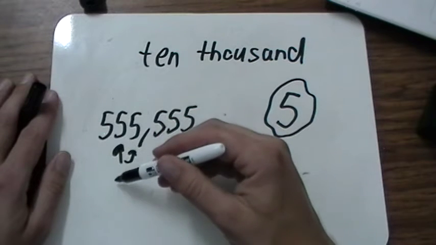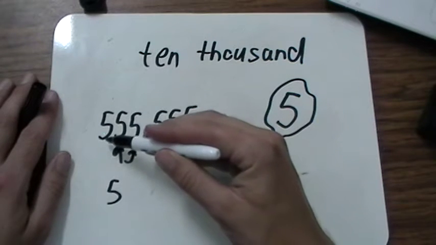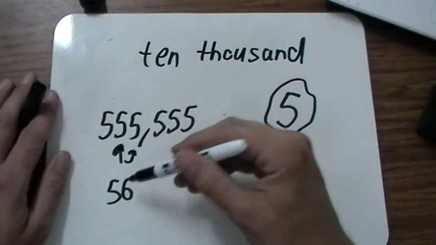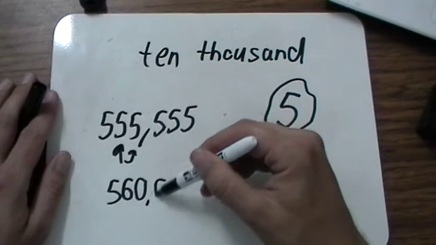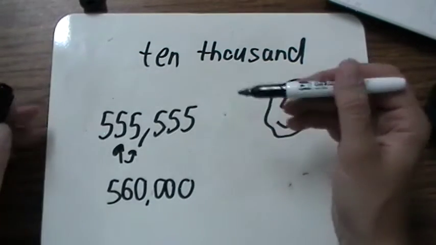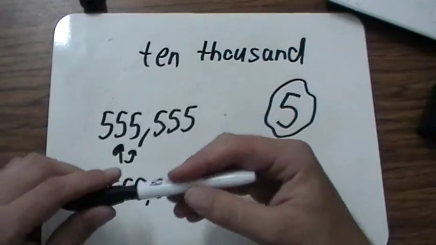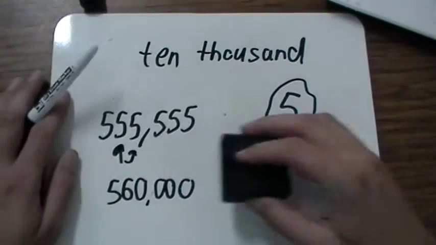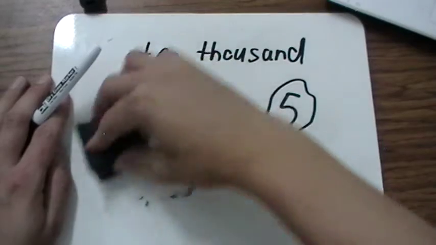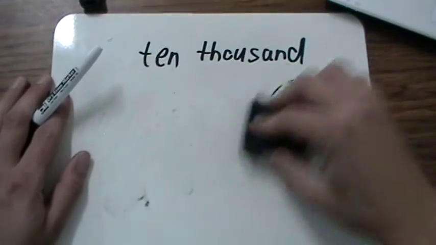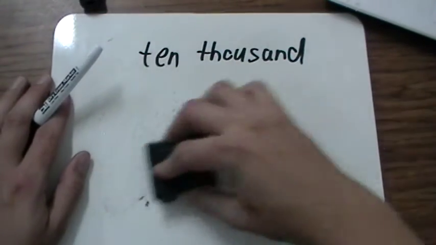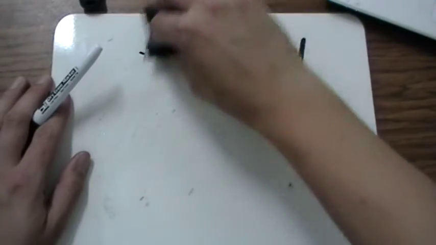This number becomes a 6. This 5 stays the same. This one gets rounded up to a 6. The rest becomes zeros. It gets rounded up to 560,000. Okay? Well, what if I want you to round to the nearest 100,000?